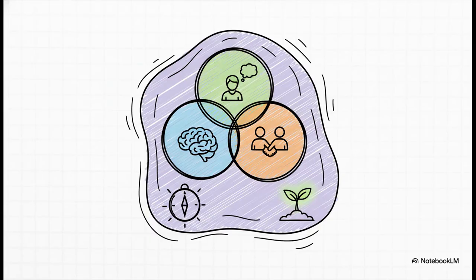Now, if you want some bonus points on your exam, you can mention the holistic model. Think of it as the next evolution of the BPS model. It basically adds one more layer, a spiritual dimension. And let's be clear, spiritual here doesn't have to mean religion. It's about a person's sense of purpose, their guiding values, and feeling connected to something bigger than just themselves. It's a huge piece of the puzzle for resilience and well-being.